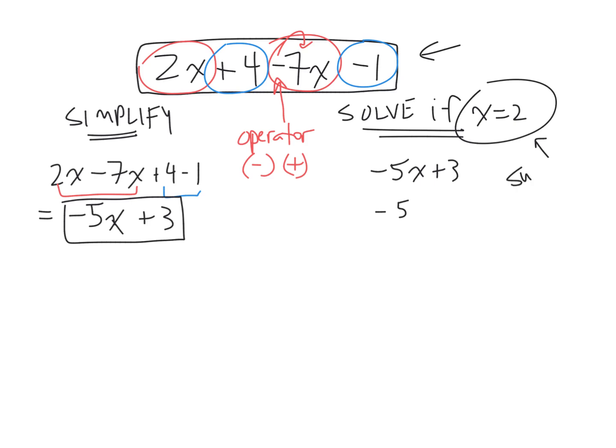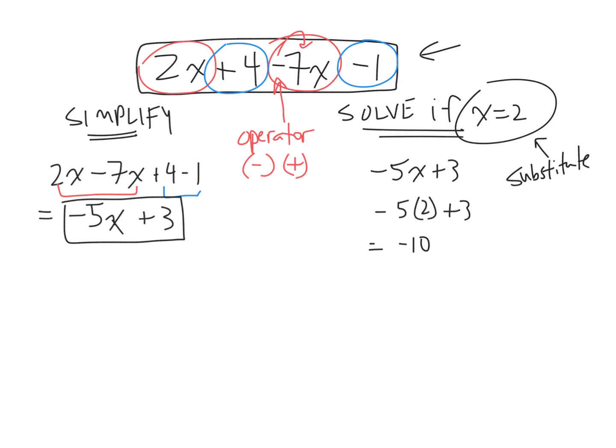So we're going to substitute that number 2 in for x. So it becomes minus 5 times 2 plus 3. Minus 5 times 2, according to BEDMAS, you do that multiplication first, and that's minus 10.